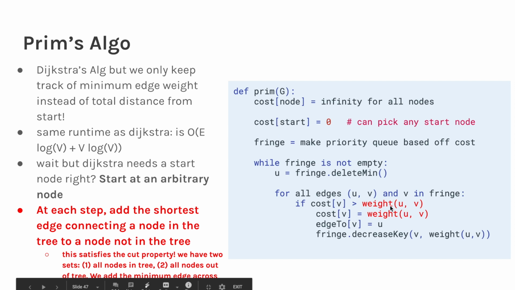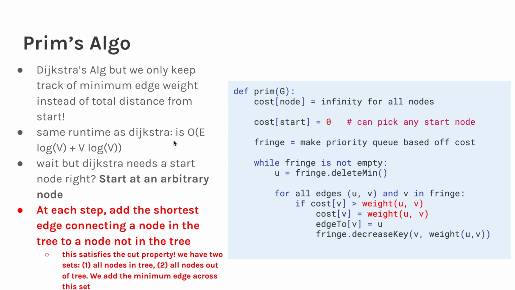It means here, so I just renamed the dist array to cost array, but it doesn't really matter. Instead of doing the distance to U plus the weight from U to V, we're just going to consider the weight of U to V because we only care about the minimum edge weights. We don't care about the distance getting to one of the endpoints of the edge.